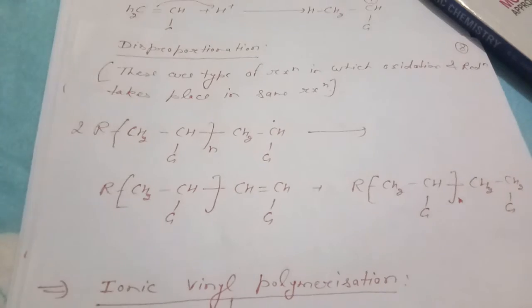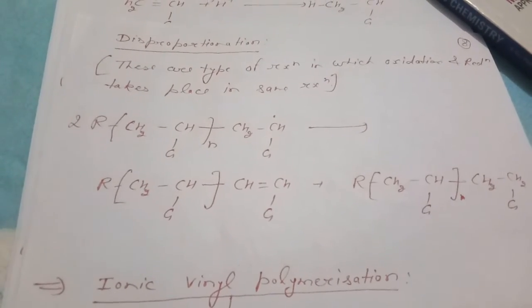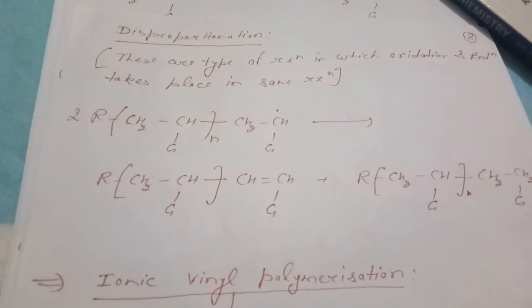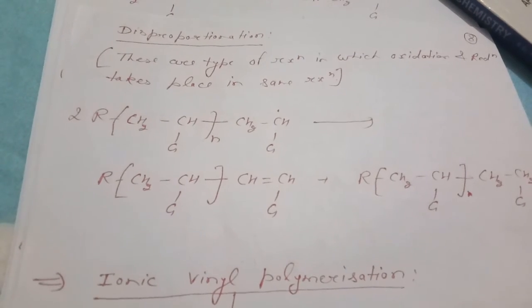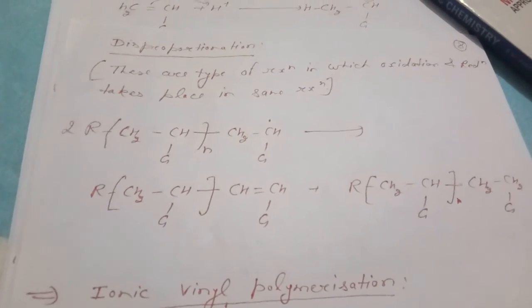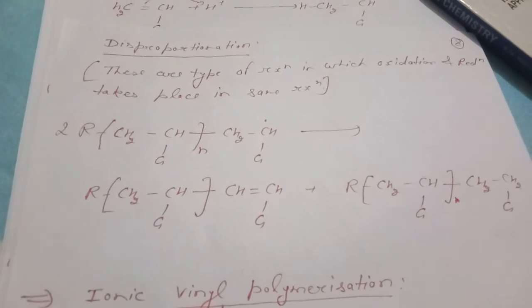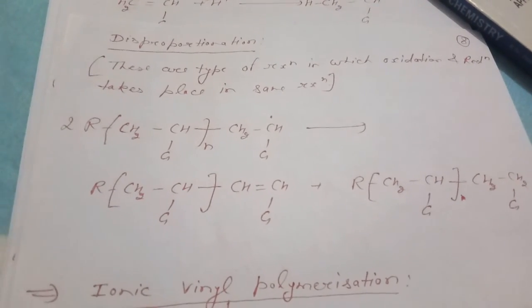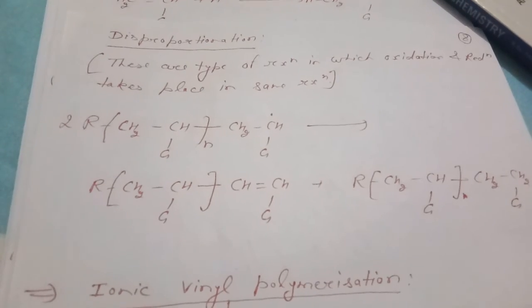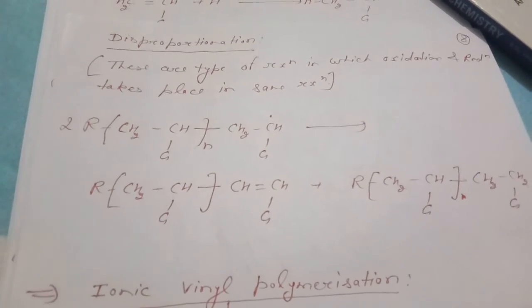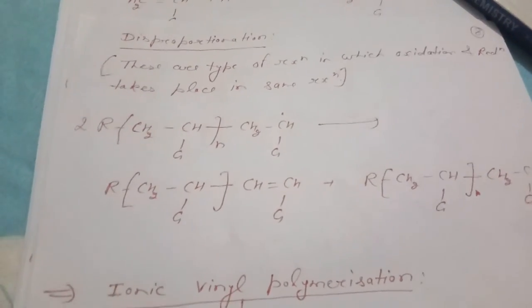So it is very clear that vinyl polymerization occurs via free radical. There are three steps: first chain initiation, second chain propagation, and third chain termination. It should be kept in mind that termination can occur in two ways: first coupling and second disproportionation. Thank you students.